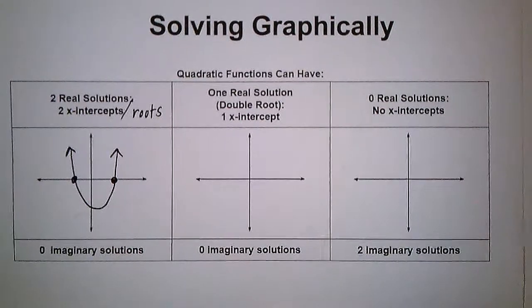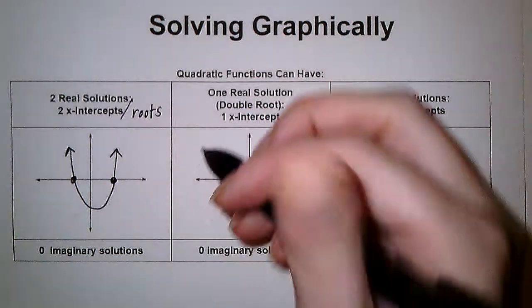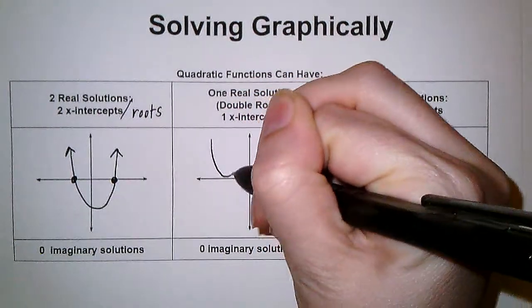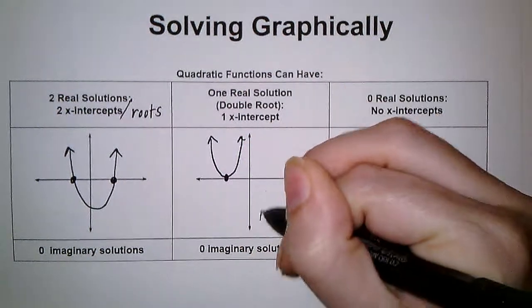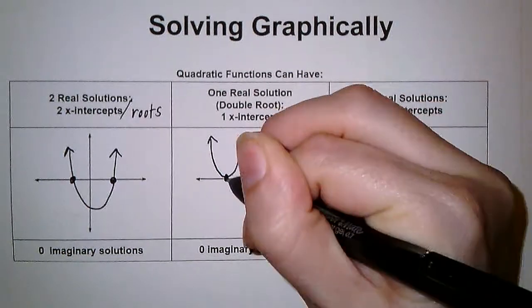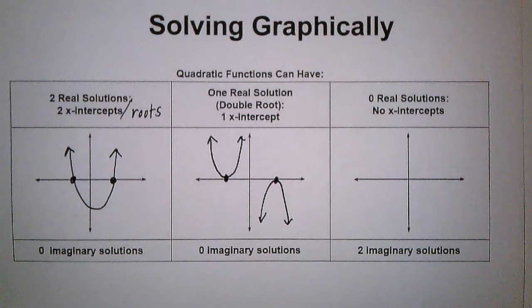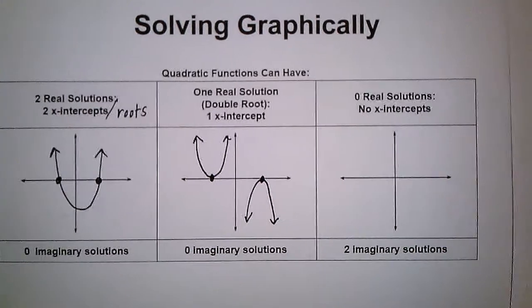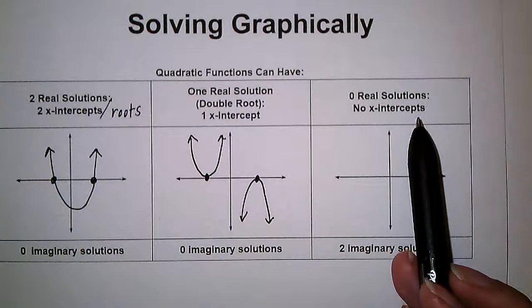So the next one, we have one real solution, and we call this a double root, which means it has one x-intercept. So that typically means that it's sitting on the x-axis. It could also be upside down and be touching the x-axis like that. We call this a double root, and we'll talk more about that later, because that specific factor is being squared.